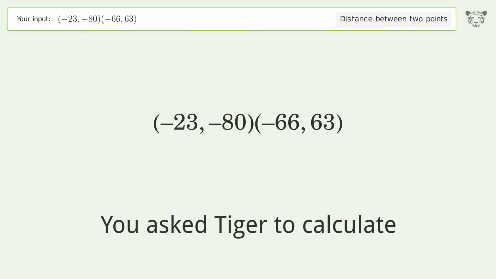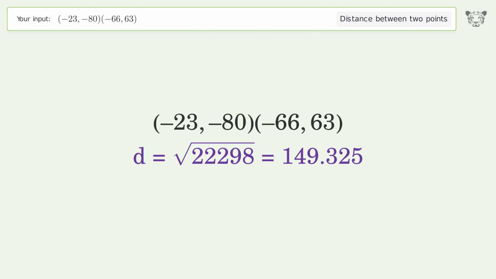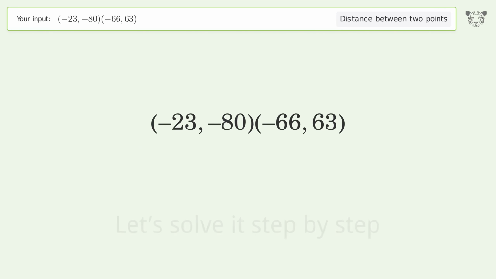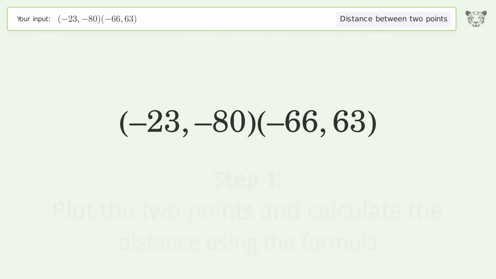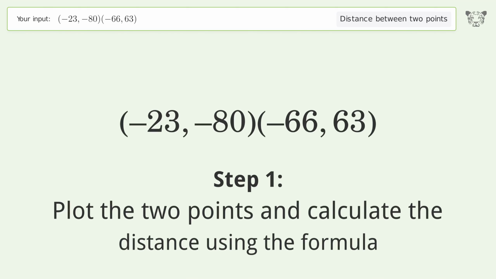You ask Tiger to calculate. This deals with the distance between 2 points. The distance between the 2 points is the square root of 22,298 or 149.325. Let's solve it step by step. Plot the 2 points and calculate the distance using the formula.